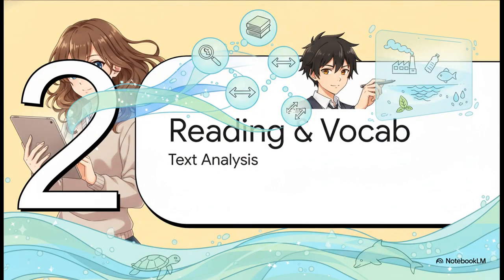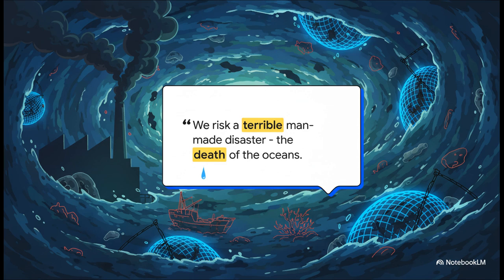Section 2. Text reading and vocabulary. The author literally kicks off the first paragraph with a punch. We risk a terrible man-made disaster, the death of the oceans. Notice how the text doesn't blame nature here. It points the finger directly at us, at human actions like using those huge fishing nets and coastal pollution. It's setting a very serious, cautionary tone right from the jump.